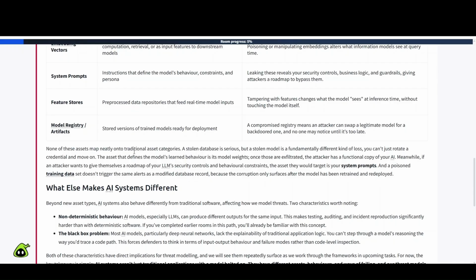None of these assets map neatly onto traditional asset categories. A stolen database is serious, but a stolen model is a fundamentally different kind of loss. You can't just rotate a credential and move on. The asset that defines the model's learned behavior is its weights. Once those are exfiltrated, the attacker has a functional copy of your AI. Meanwhile, if an attacker wants to give themselves a roadmap of your LLM's security controls and behavioral constraints, the asset they would target is your system prompts. And a poisoned training dataset doesn't trigger the same alerts as a modified database record, because the corruption only surfaces after the model has been retrained and redeployed.